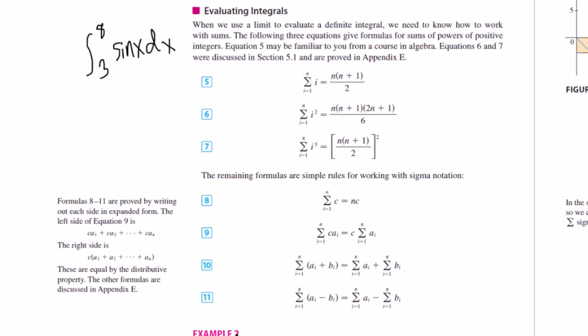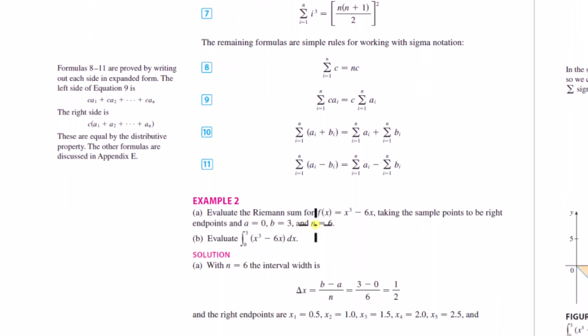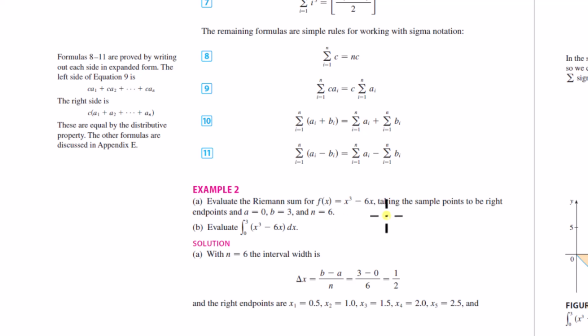So, here's an example. It says evaluate the Riemann sum for this function, taking the sample points to be right endpoints and going from a equals 0 to b equals 3 with n equals 6. Okay, so how do you do this? Well, all you're doing is dividing 0 to 3, which is 3 units. 3 divided by 6 is 1/2. So each interval is going to be 1/2 wide. They're going to be equally spaced, separated from 0 to 3.